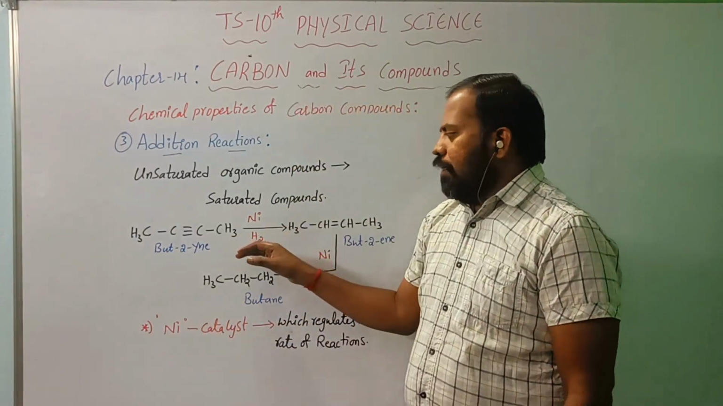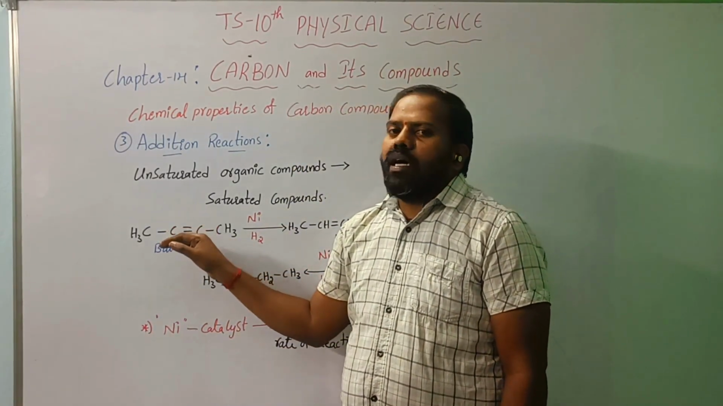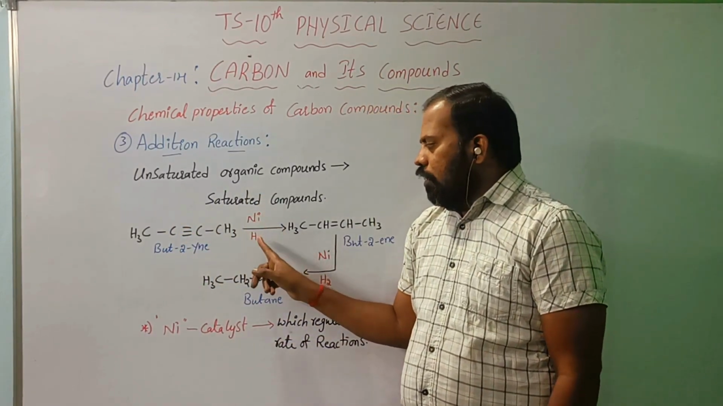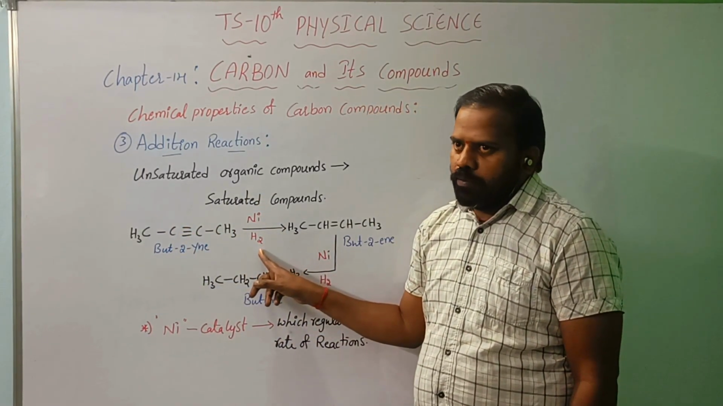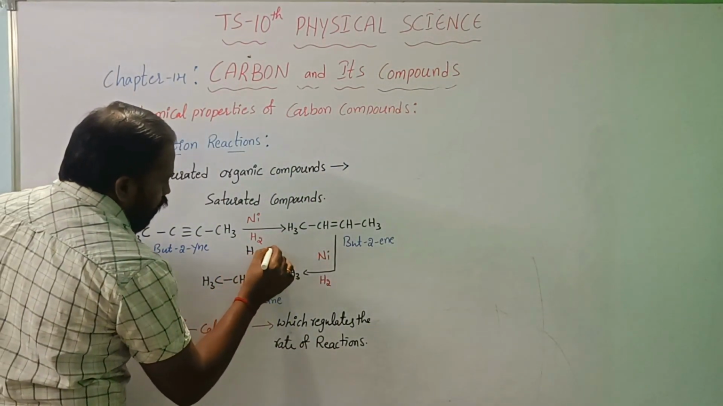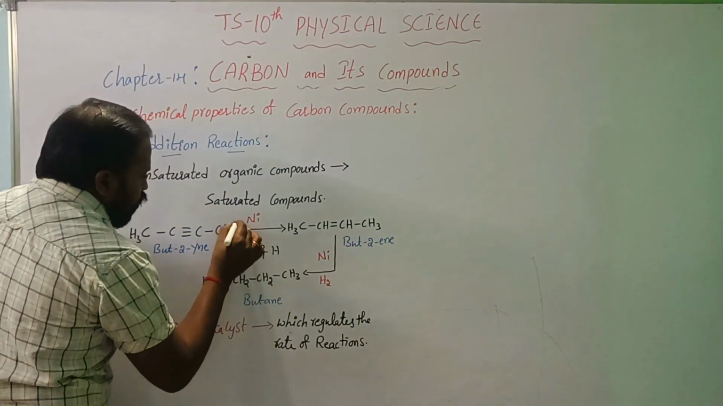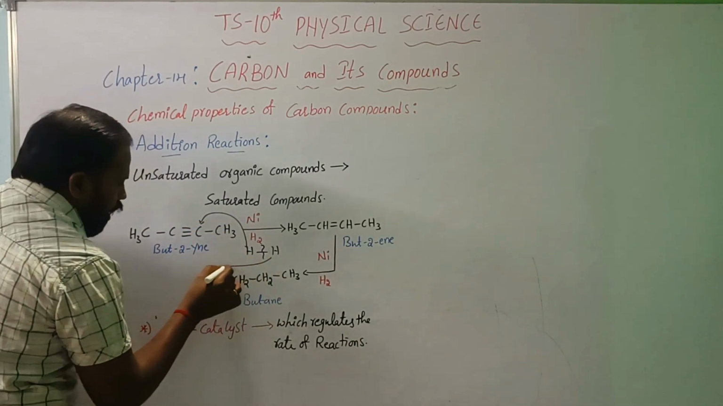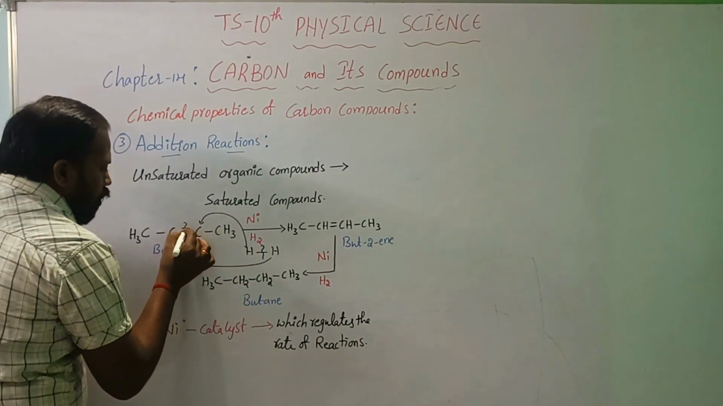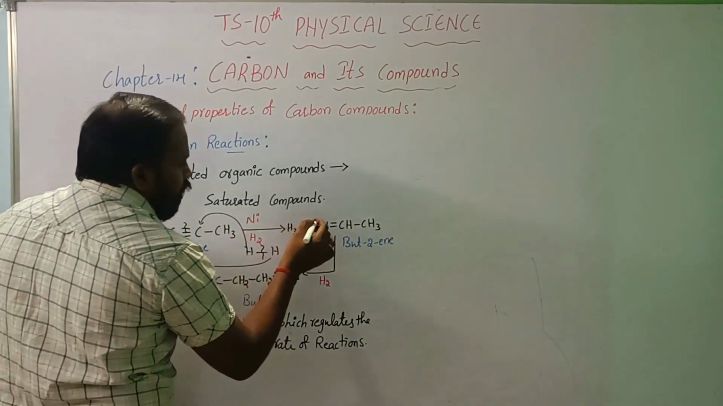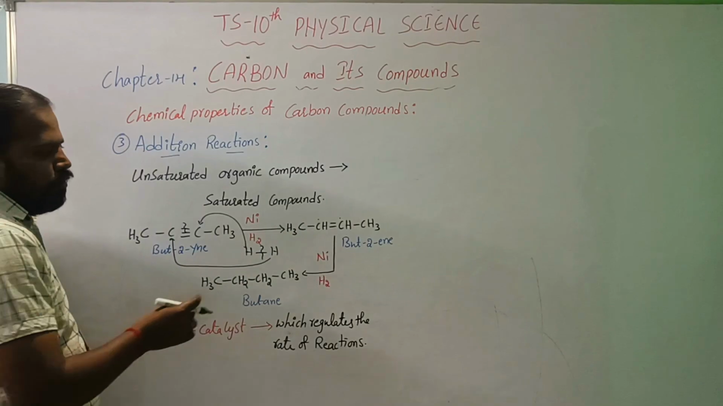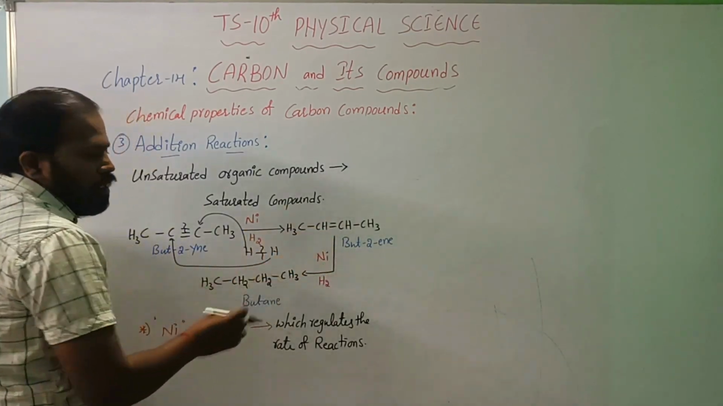So see the example, but-2-yne. This is an unsaturated hydrocarbon, so there is a triple bond. In the presence of nickel, we are reacting it with hydrogen. The hydrogen bond will break. One hydrogen will attach with one carbon, and another hydrogen will also attach with one carbon. Here the triple bond will break, then radicals will be formed, and then they can attach with hydrogen.